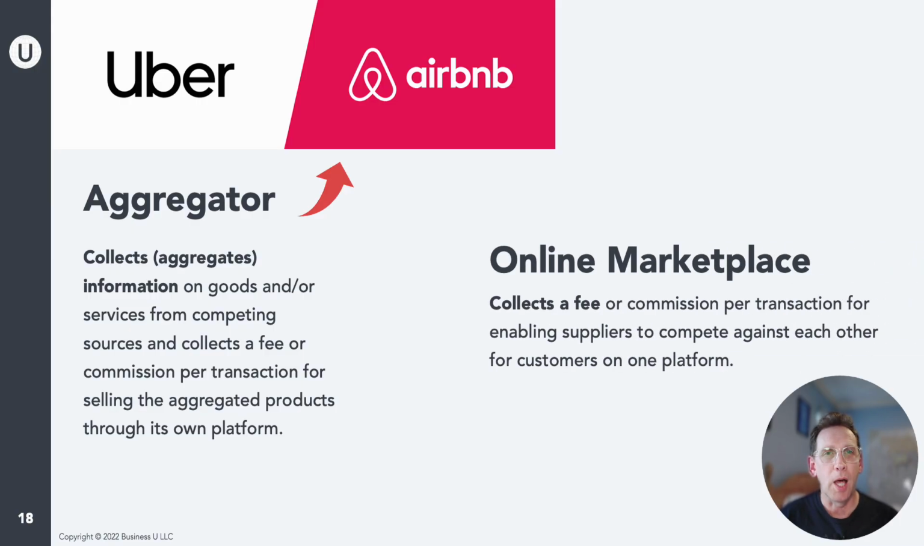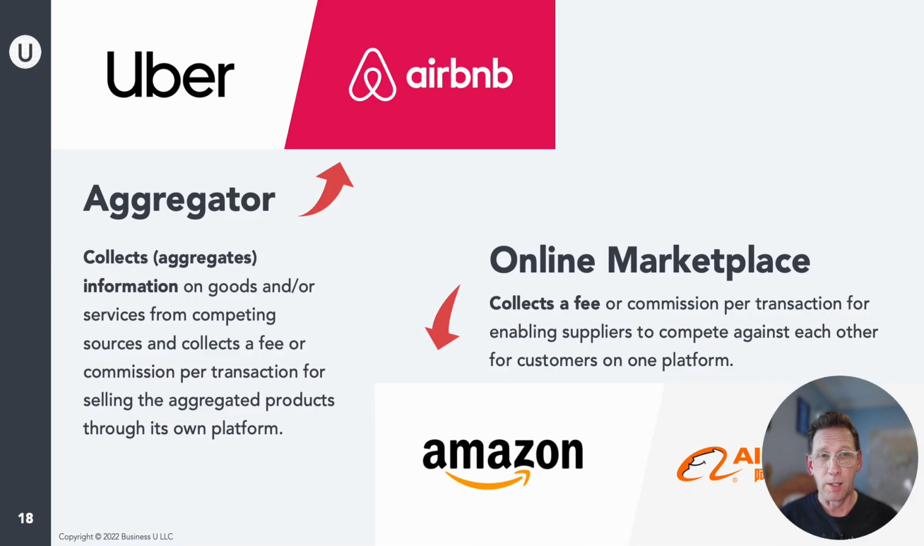Now, we've talked about online. There is an online marketplace. They collect a fee or a commission per transaction for enabling suppliers to compete against each other for customers on one platform. Amazon has an online marketplace where people will sell their goods or their products, and they compete for almost essentially the same product. Alibaba is another one that does the same thing.